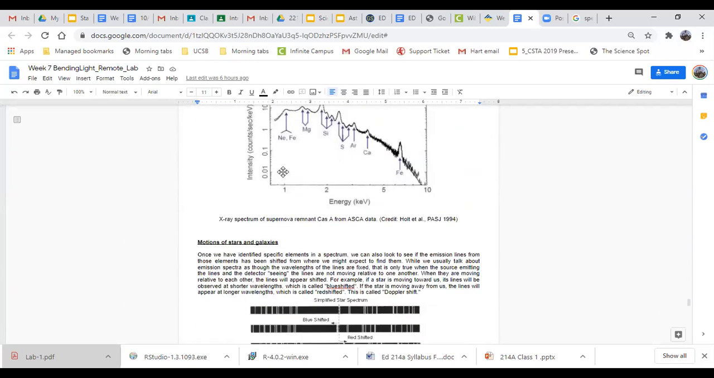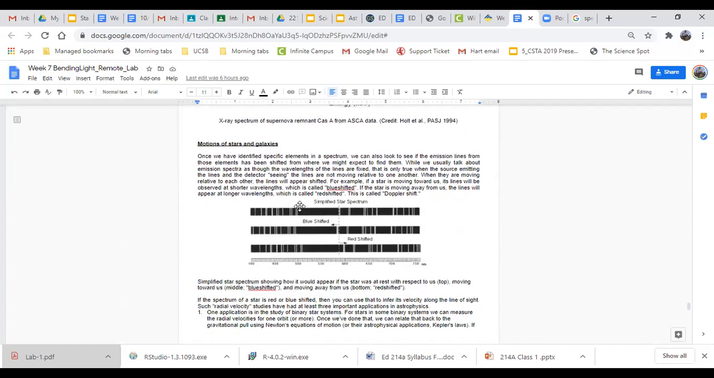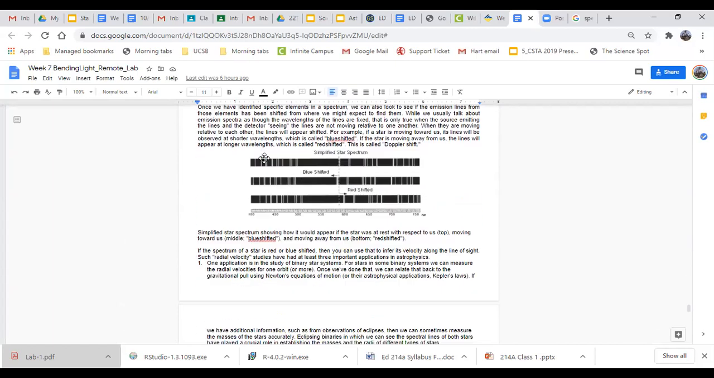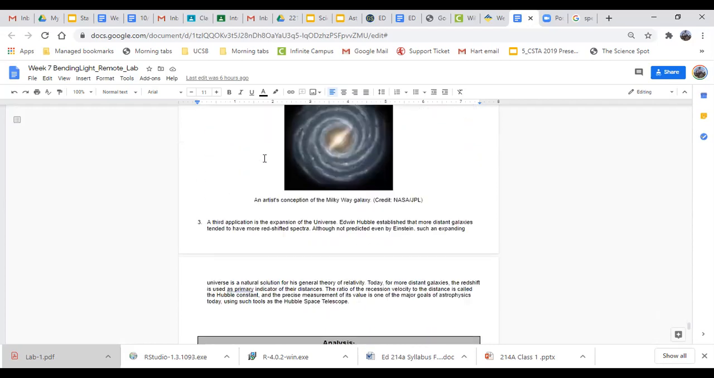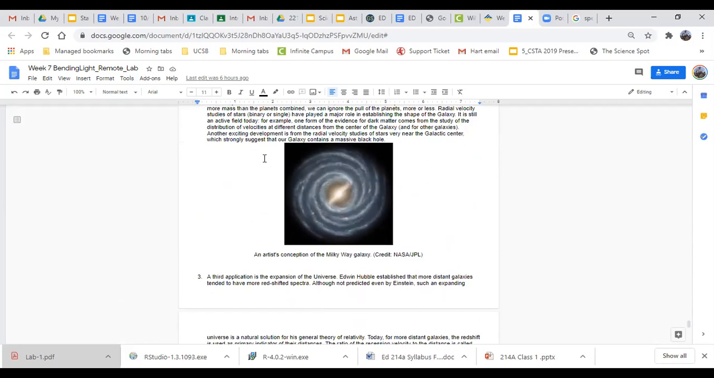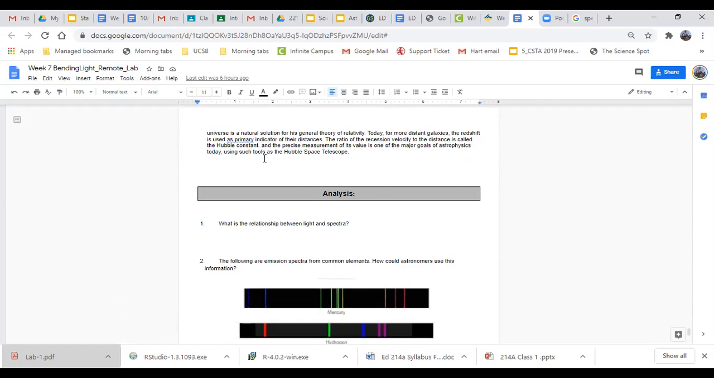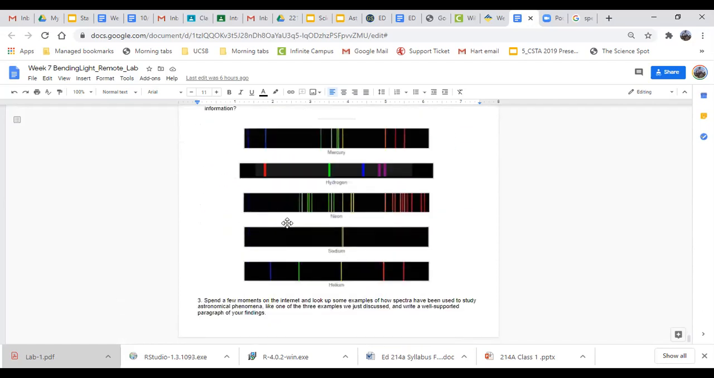So looking at the spectra of a supernova remnant and the implications for some astronomical concepts like motion, like binary stars, like expansion of the universe, and then you have your analysis, which is only 3 questions. But that last one, you will need to spend some time writing up something that is pretty well supported. That is your weekly lab, guys.